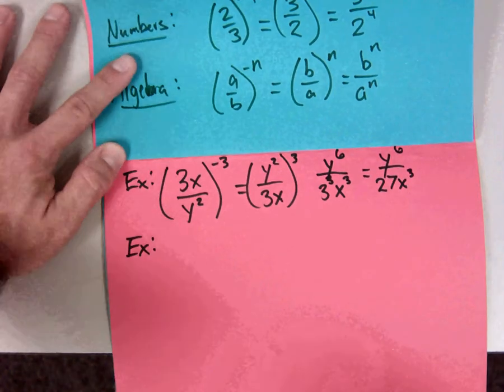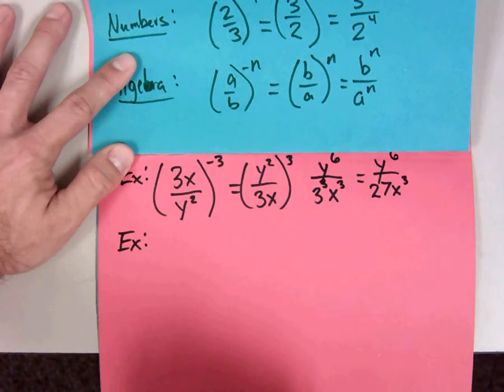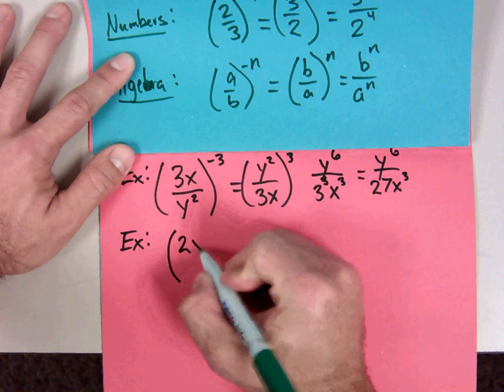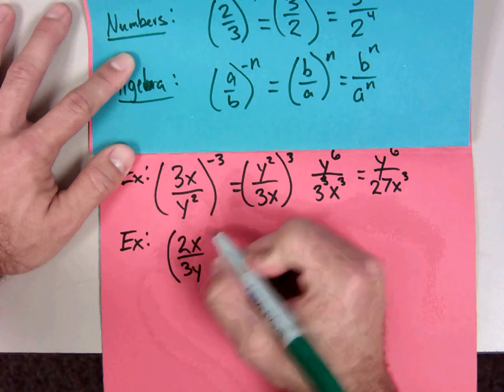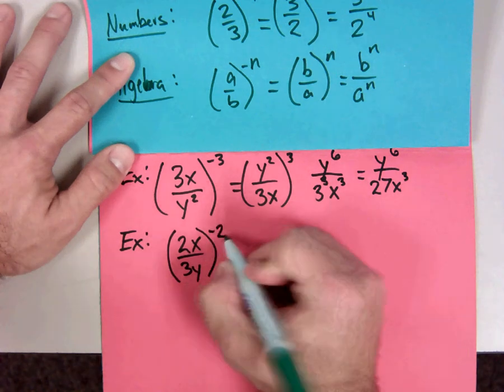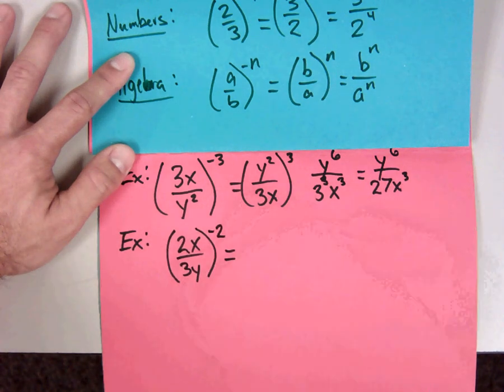All right? Now, finally, I've got to let you go. Try one on your own. Let's try the quotient of 2x divided by 3y raised to the negative power of 2. Good luck.